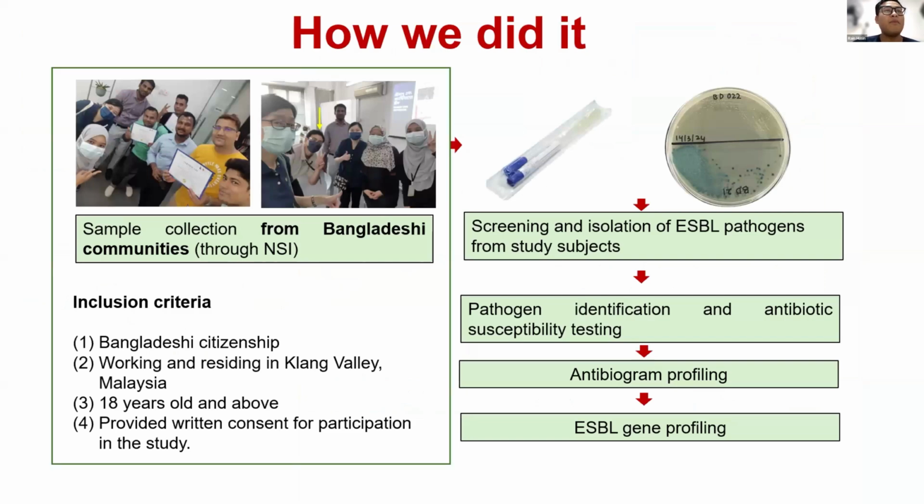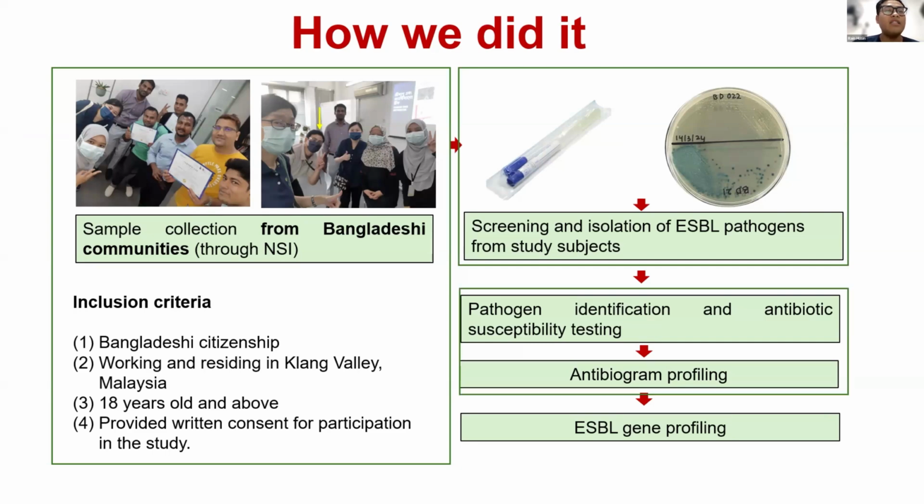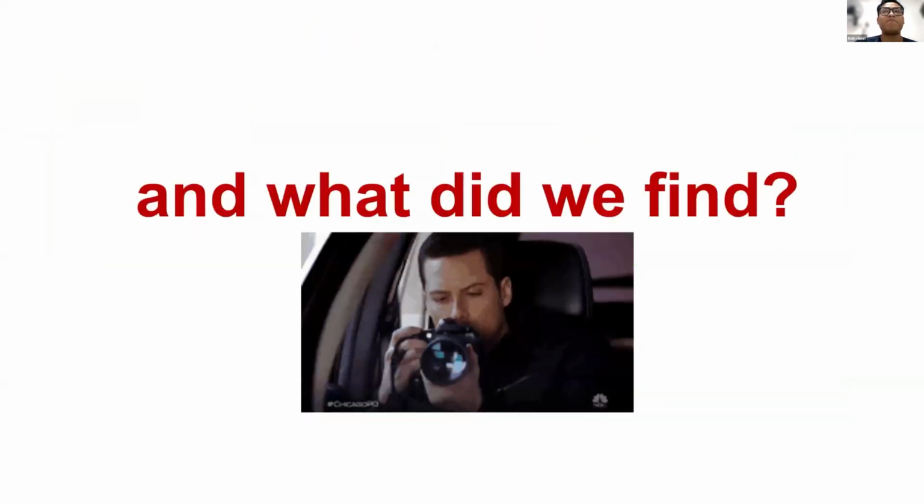We began with sample collection from the Bangladeshi community with the help of an organization known as the North-South Initiative, based on these four inclusion criteria. Then the screening and isolation were done on ESBL chromogenic agar. Those with positive growth were identified and subjected to antibiotic susceptibility testing using the VITEK 2 system. And lastly, by using the PCR method, we did ESBL gene profiling to see the prevalent genes in our samples.